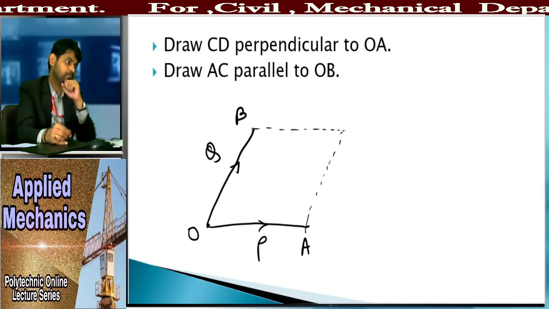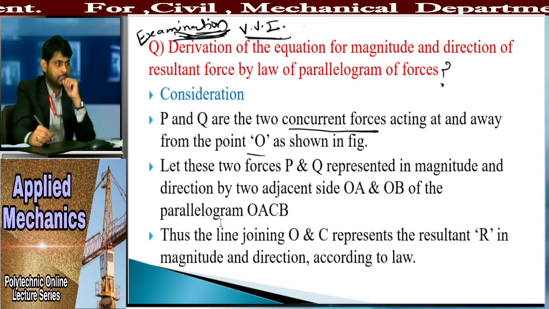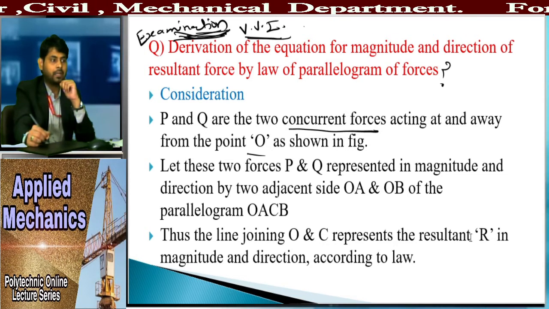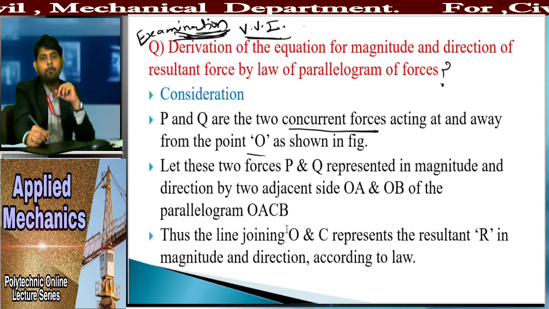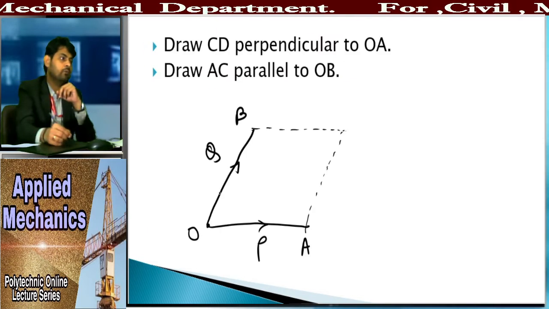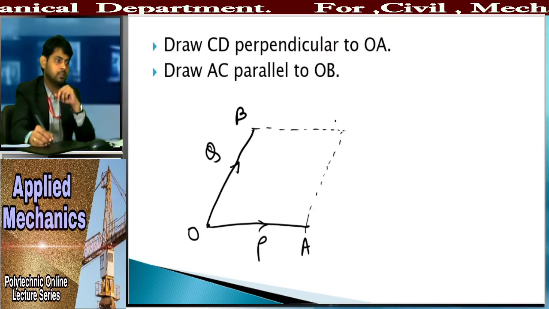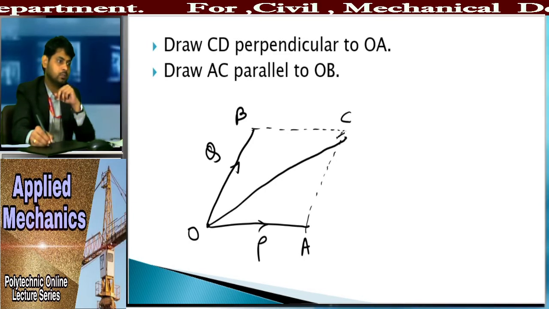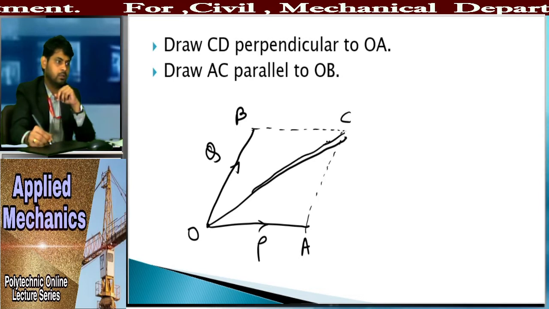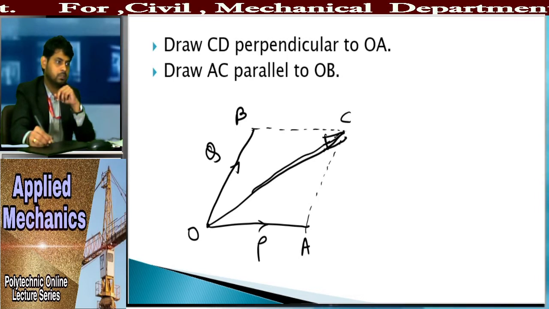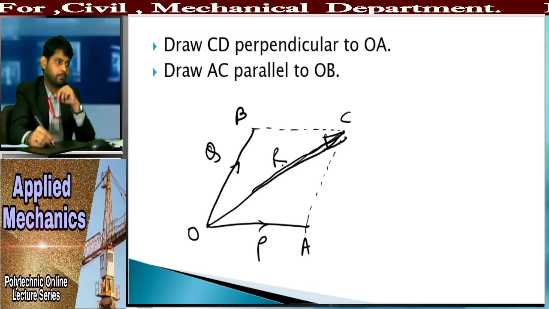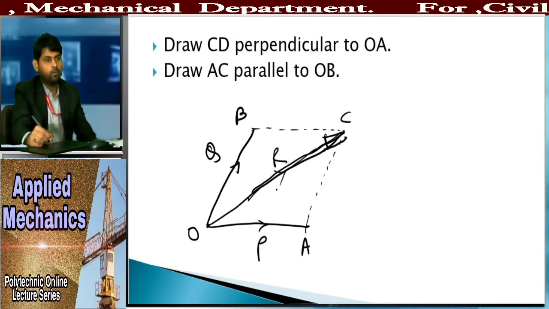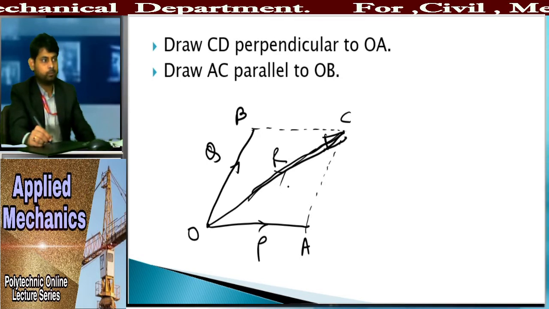right? After that, what it said, thus the line joining O and C represents the resultant R in magnitude and direction according to the law of parallelogram. Now what we have to do, we have to join this line, that is the O and C. So this is nothing but your resultant force R, right? So this is your resultant force R. Now see what you can do.